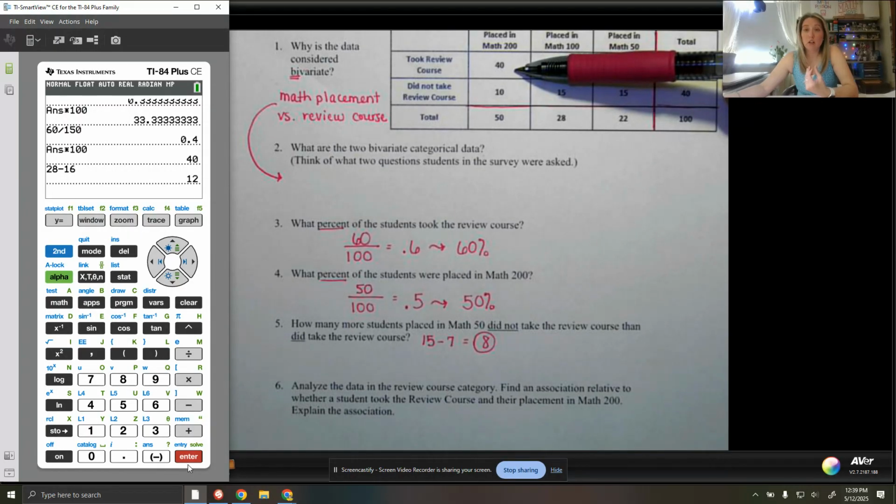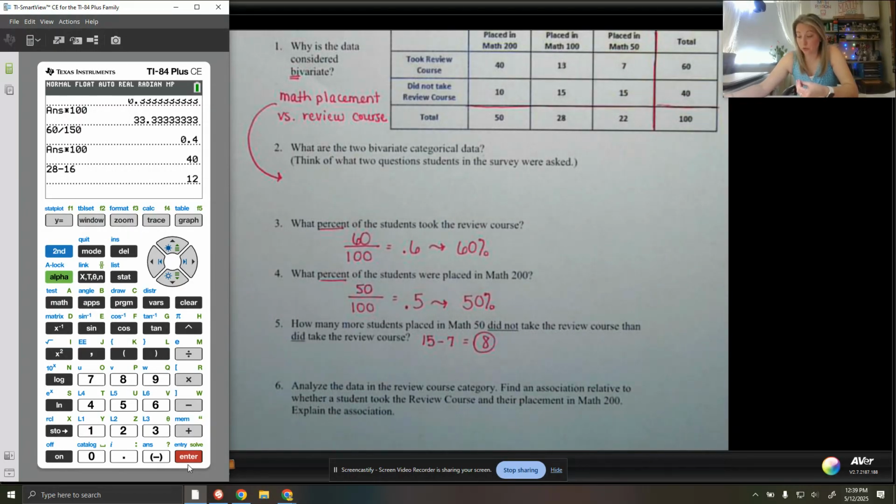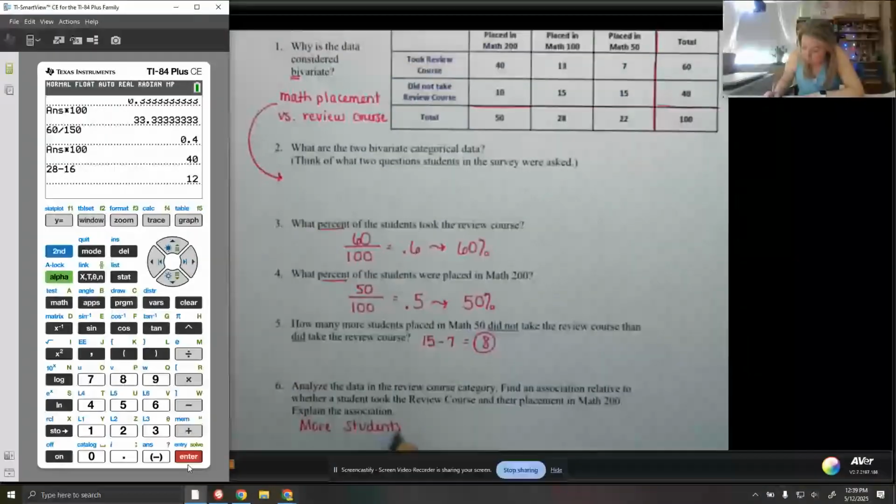Well, the review course takers ended up in the higher level math course. So more students who took the review course ended up placing in Math 200.